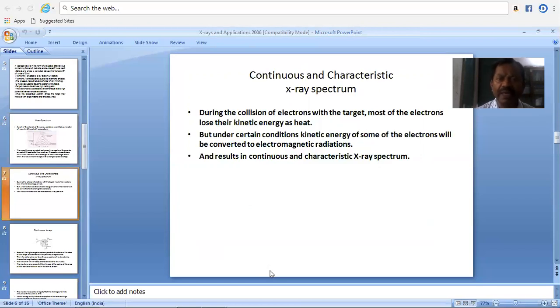Next, continuous and characteristic X-ray spectrum. We'll see what these are. During the collision of electrons with the target, most of the electrons lose their kinetic energy as heat. But under certain conditions, the kinetic energy of some of the electrons is converted into electromagnetic radiation and results in continuous and characteristic spectra.